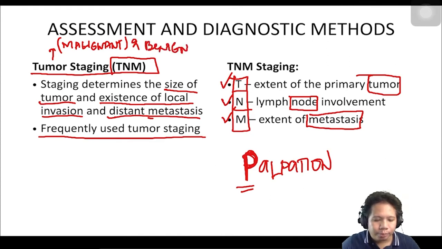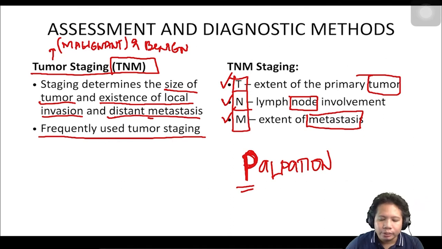Okay, so we have here the tumor staging system. It involves assessment for both benign and malignant tumors. It's more about describing the extent, location, and area of invasion of the cancer cells or the abnormal cells.